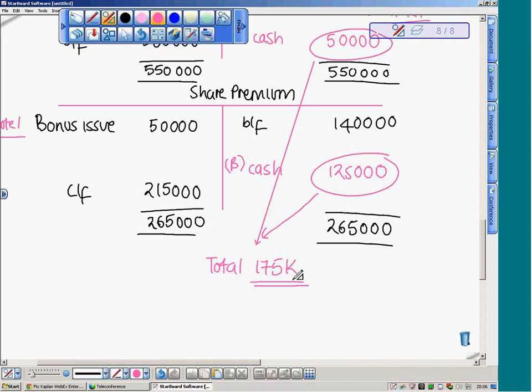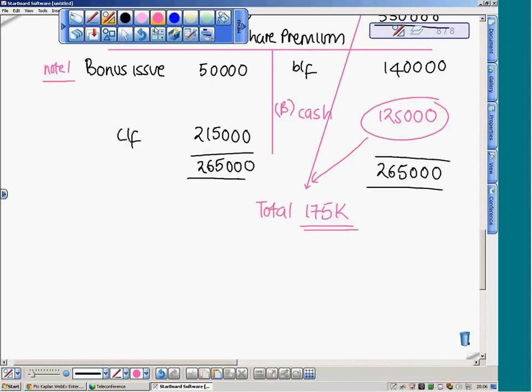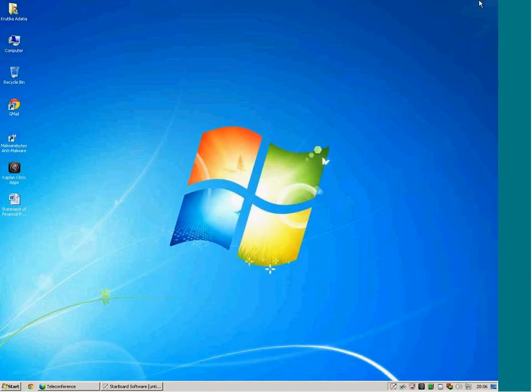And now tick off share capital, share premium. Move on to the next line. The next line in our SFP is retained earnings. Okay, so we're going to deal with working four, and we'll call that retained earnings.